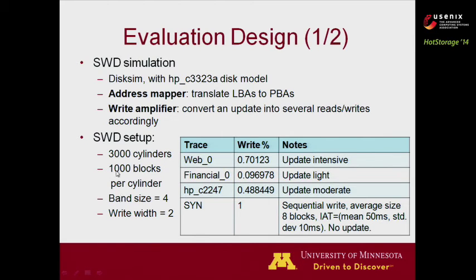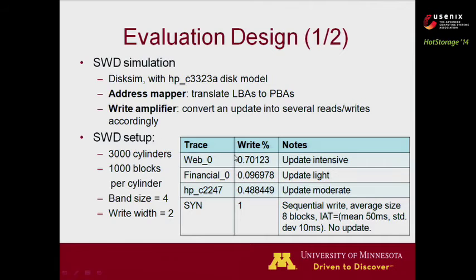Okay, so here are some of the specific numbers. We use 3,000 cylinders and 1,000 blocks per cylinder. Band size for write head width is 2. And we use 4 traces. The 4 traces are chosen according to their different write percentages. The reason is that the write updates are the main reason for write amplification, so we want to show how our scheme responds to different update ratios.